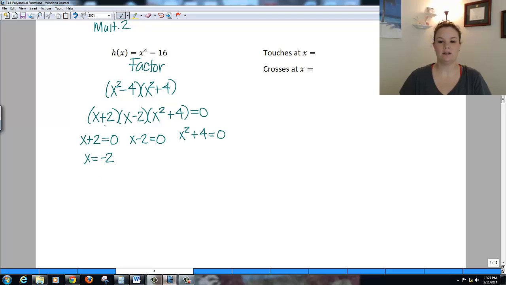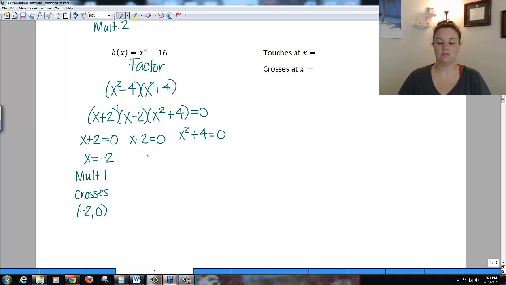When I solve the first one, I get x equals negative 2. And notice up here, it was to the first power. I only have one copy of that factor. So this has multiplicity 1, which means that it crosses at that x-intercept, which since we got x equals negative 2 would be negative 2, 0.